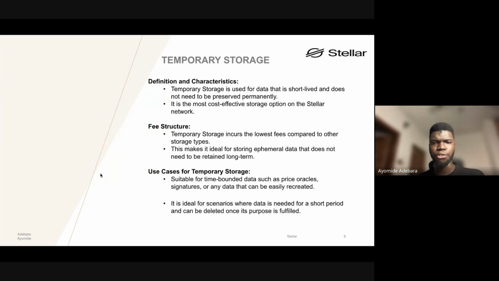So what then is the fee structure? Temporary storage incurs the lowest fees compared to other storage types. And this makes sense, because you are not having to deploy your smart contract's bytecode on the Stellar blockchain and have it stay for a very long time. So it makes sense that the fee incurred is lesser compared to someone that would have his data on the blockchain for a very long time. So you cannot compare it. The fee definitely is lesser.